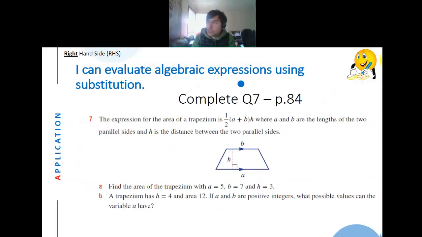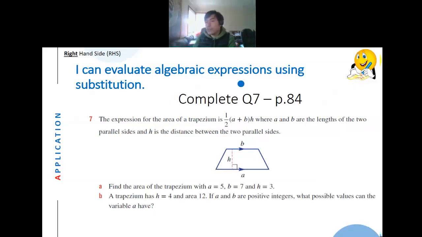Once you're done with these two questions, you can do question 7, all of it. And question 7 is a worded question. So let's just read the question out for a little bit. It says the expression for the area of a trapezium is half brackets A plus B close brackets H.